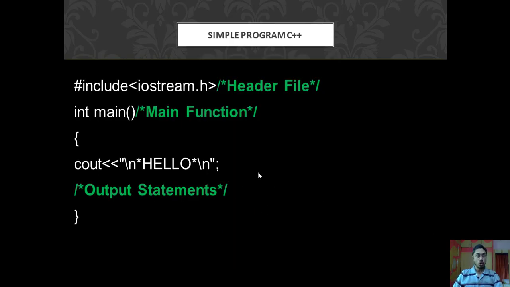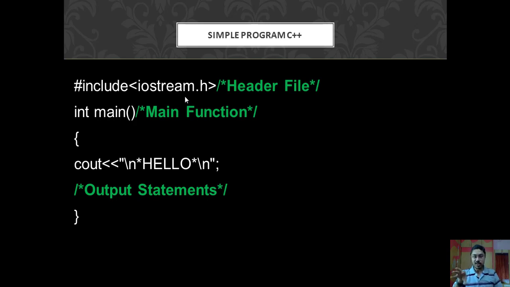Let's understand this code which prints hello onto the screen. We began with the declaration of the header file. So we used #include iostream.h. Similar to the stdio.h file in C, where we have to use the printf function, here in order to use cout, we used the iostream.h file. So iostream stands for input output stream.